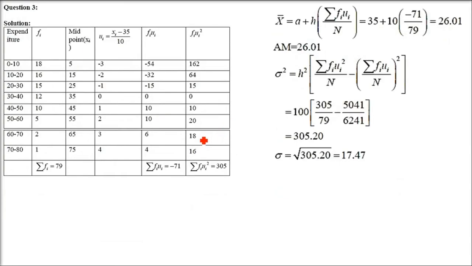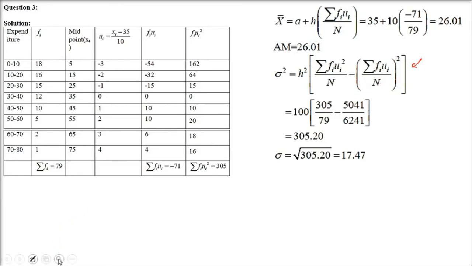This is question number 3. Calculate the arithmetic mean and the standard deviation of the following distribution. So, arithmetic mean and standard deviation. Okay, same thing. There is no change, same as what we did in the previous 2 questions.